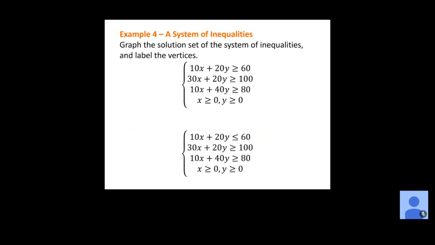So I'm going to graph the solution set of a system of inequalities. Notice here we've got two different systems. Everything about them is almost the same. The only difference now is this first one has a greater than or equal to on the first inequality, and the next system down here has a less than or equal to instead. Everything else about these is exactly the same. All right, so what I'm going to do, I'm going to graph all of my inequalities, and again, I'm going to do this in Desmos now. Switch over to Desmos.